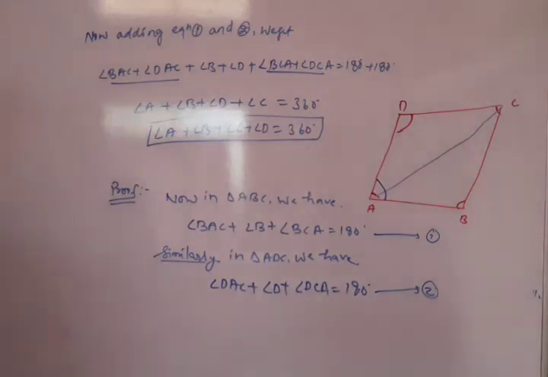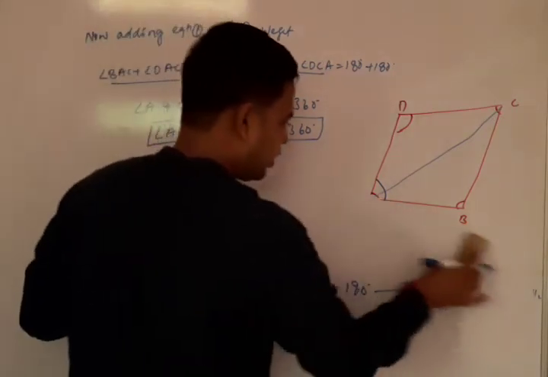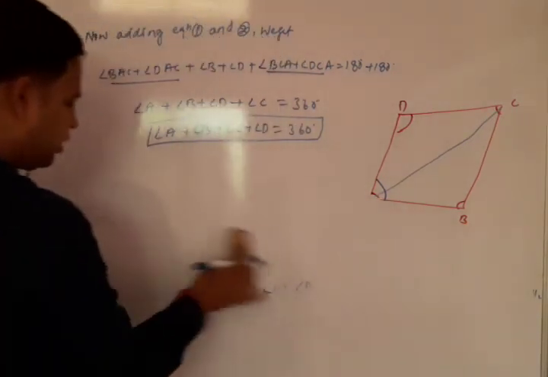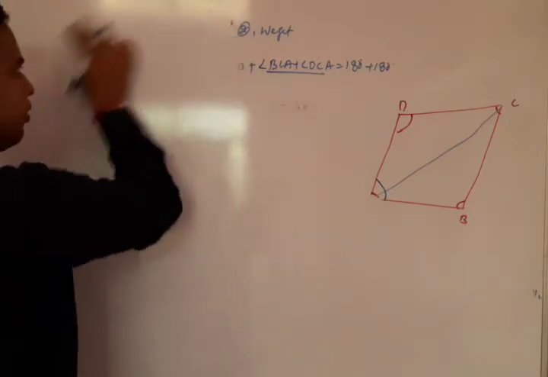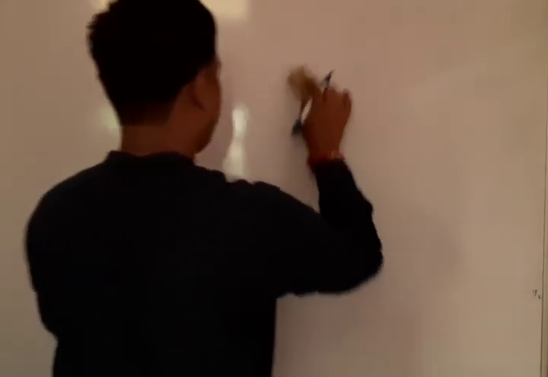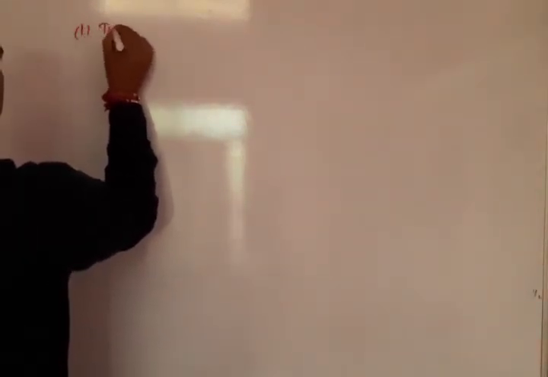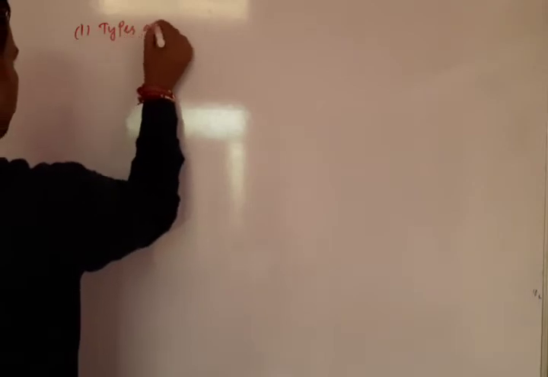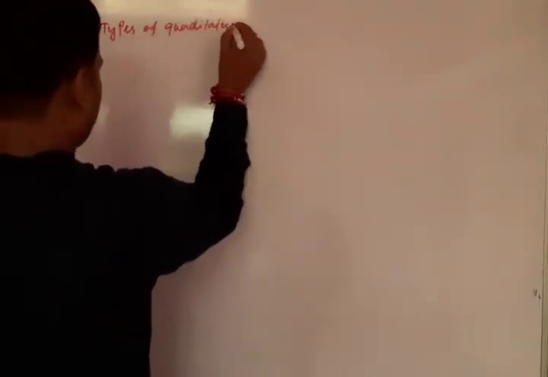Now we will move to the next topic. This is the angle sum property. Now we will see the different types of quadrilateral. What are the different types of quadrilateral we have? Types of quadrilateral.